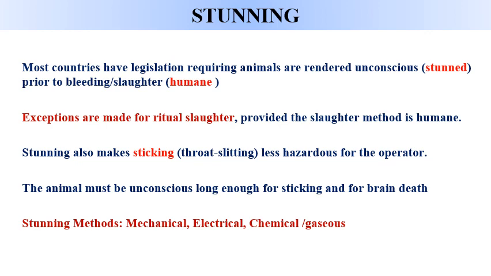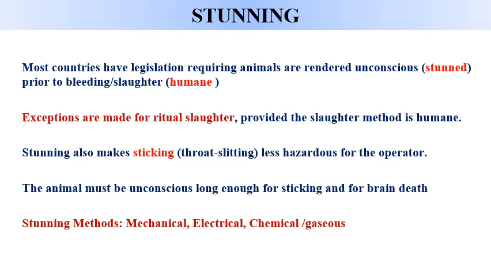Stunning is the method of making the animal unconscious, particularly before slaughter. So most countries have legislation requiring that animals are rendered unconscious prior to bleeding or slaughter. In India also we have an act for this, that is called the Prevention of Cruelty to Animals Act, revised in 1972. But exceptions are made for ritual slaughter provided the slaughter method is humane. So this act has an exception for the ritual methods, which I have discussed previously.